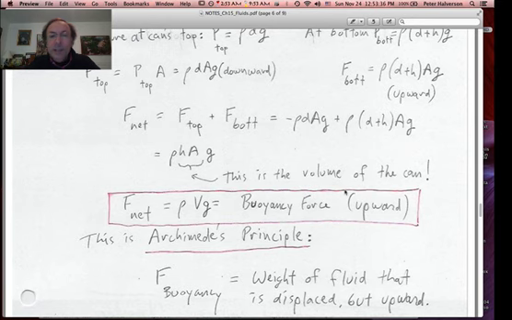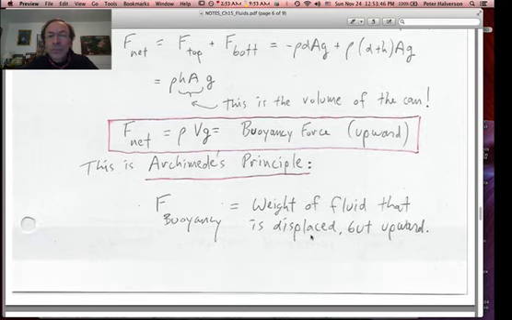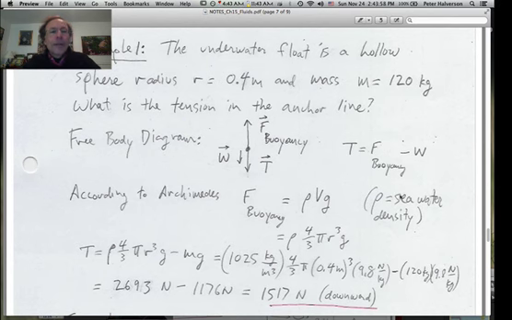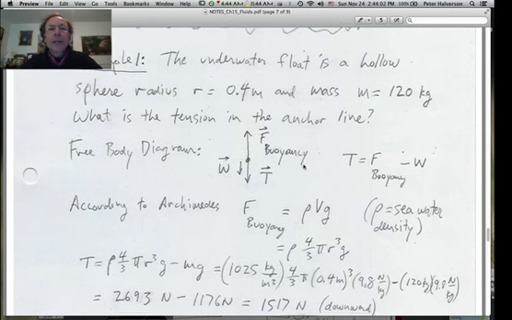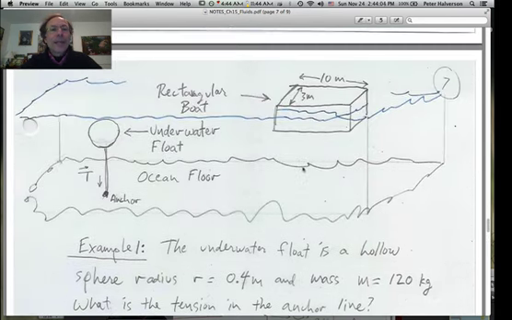That is the rule of buoyancy. And it's got a special name. This thing is called Archimedes' principle. There it is. Okay, now that you've seen the basic math, let's get into a couple of examples.